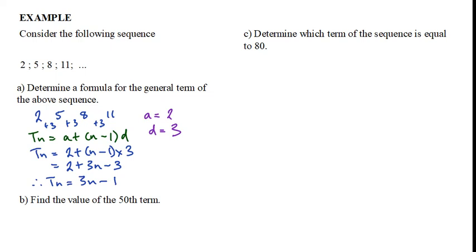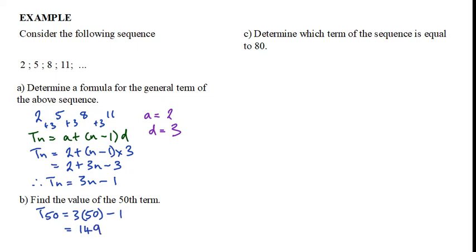So finding the 50th term becomes easy because you're just going to substitute 50 into that formula. If you do that with a calculator or without, it's still possible, you are going to get 149.